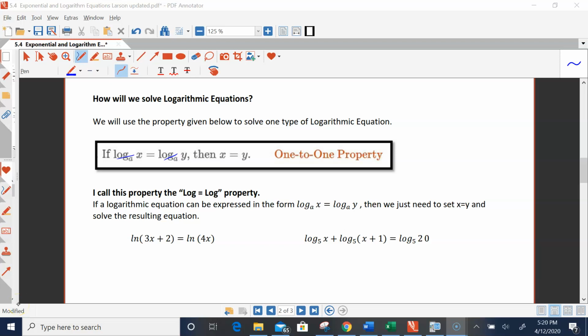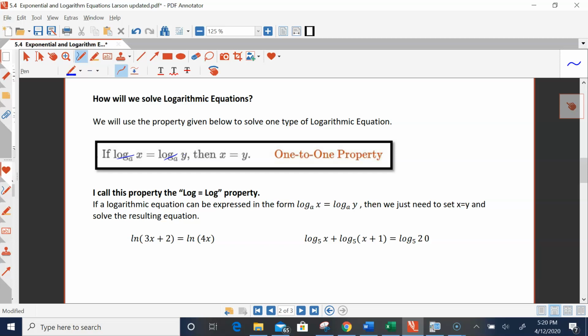So now let's look at how we will solve logarithm equations. As I mentioned earlier, the easiest type of logarithm equations to solve are those where you can apply the one-to-one property. All that means is you have log base a of some argument x equal to log base a of another argument, we'll call it y. When these two logs match up and there's nothing else on each side, then you can just drop the logarithms and solve for x equal y.